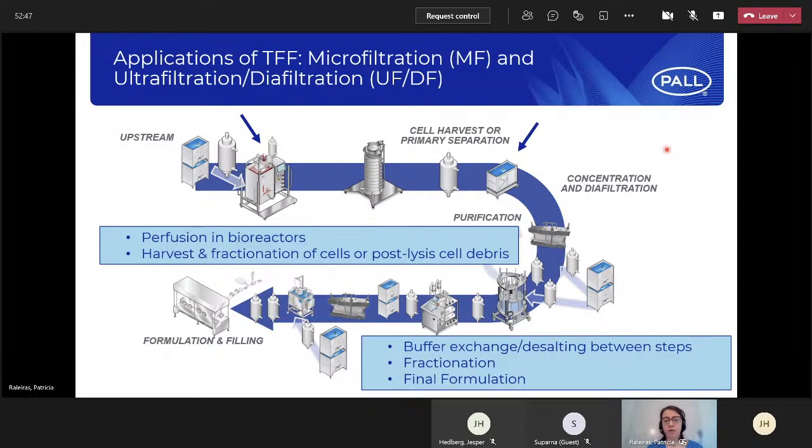Then you have ultrafiltration diafiltration steps more towards the mid and end of the process, both for buffer exchange and desalting between chromatography steps, to concentrate, to decrease volumes. Also to have in the final formulation, when you are exchanging to the final solution your product should be in.